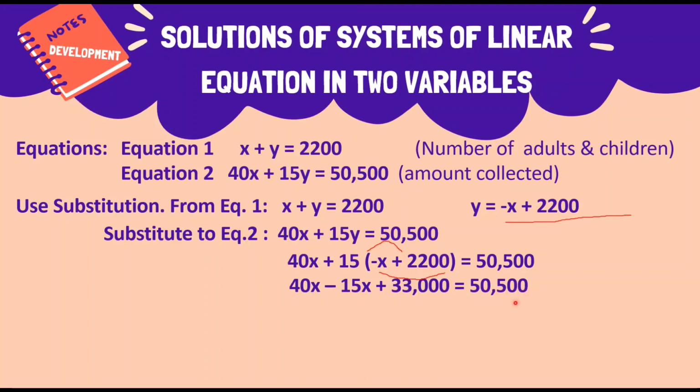Okay, so now let us combine like terms. Alin ba yung magkaparehas natin? Siyempre, 40x minus 15x. Anong common sa kanila? X. 40x minus 15x, we have 25x. Okay. And then, siyempre, we need to transpose 33,000 to the other side of the equation. So, it becomes negative 33,000. Okay. So, let us solve. 50,500 minus 33,000, it becomes 17,500. So, let us divide both sides by 25 para makuha natin ang value ng x.